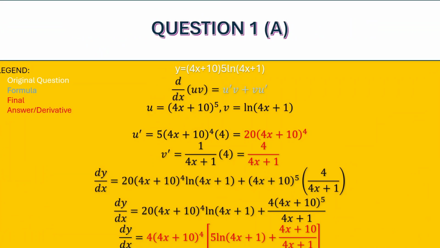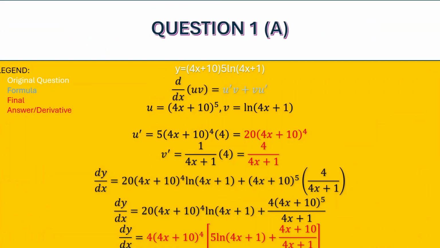For the next step, we substitute u and v into the product rule formula. We can get dy/dx equals 20(4x + 10)^4 times ln(4x + 1), plus (4x + 10)^5 times 4 over (4x + 1).